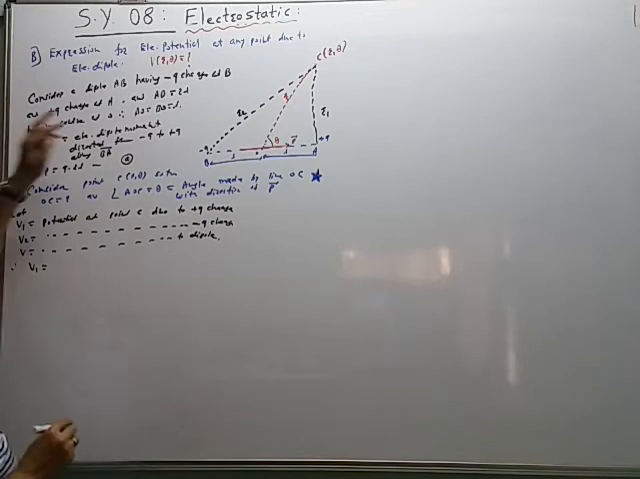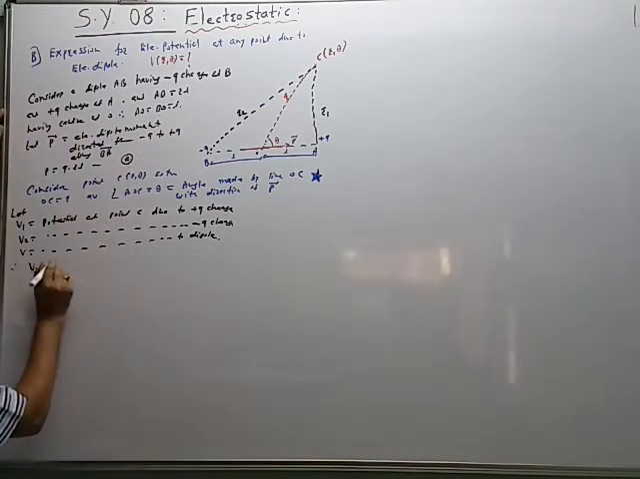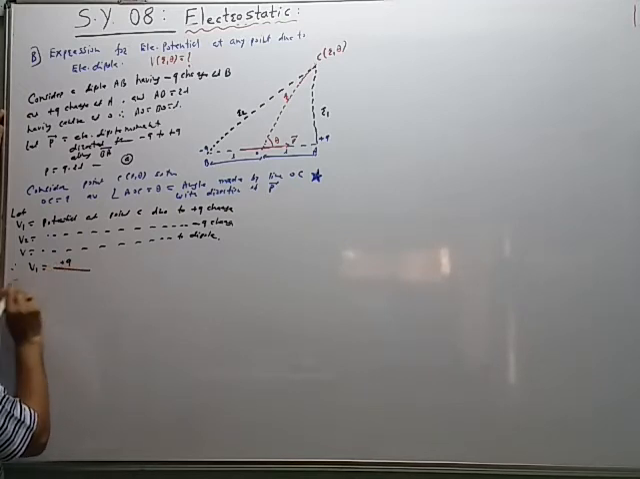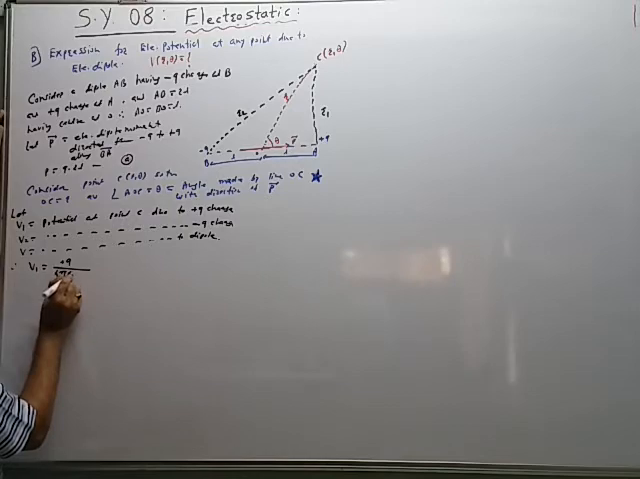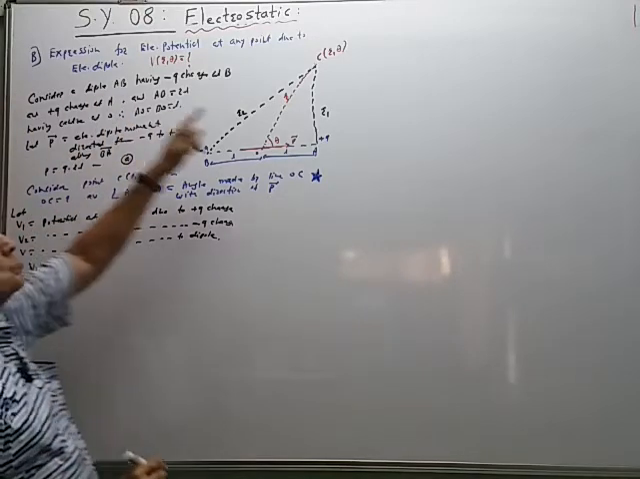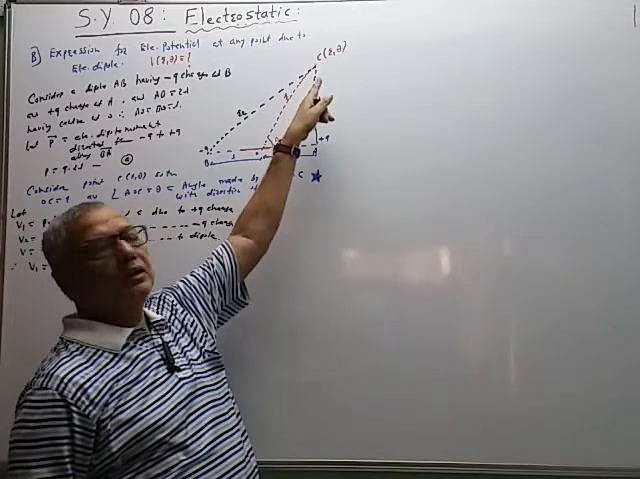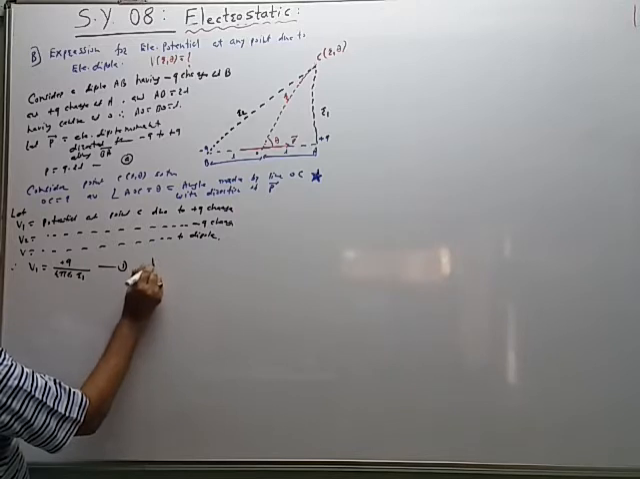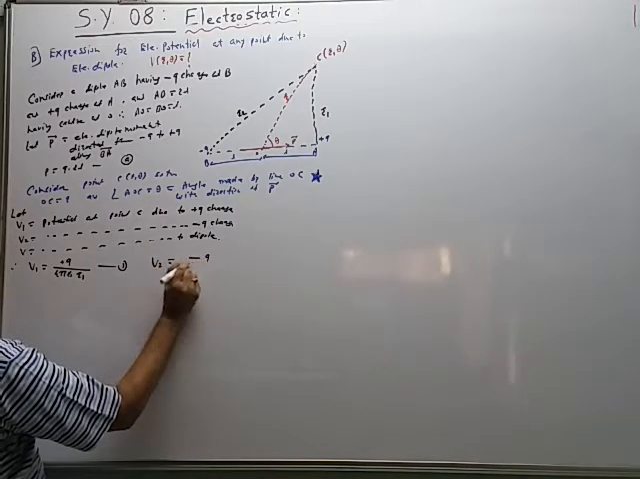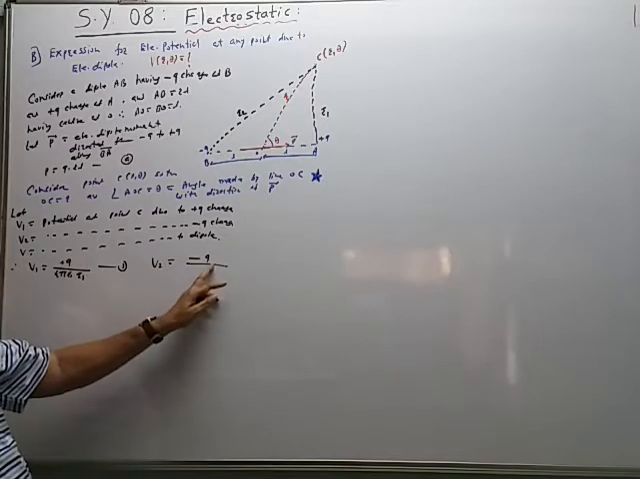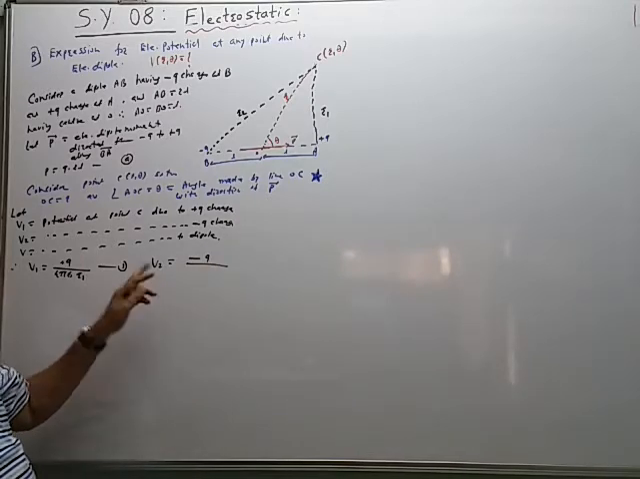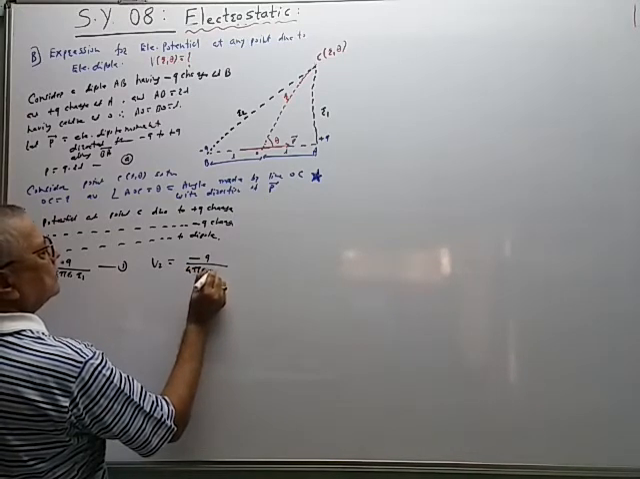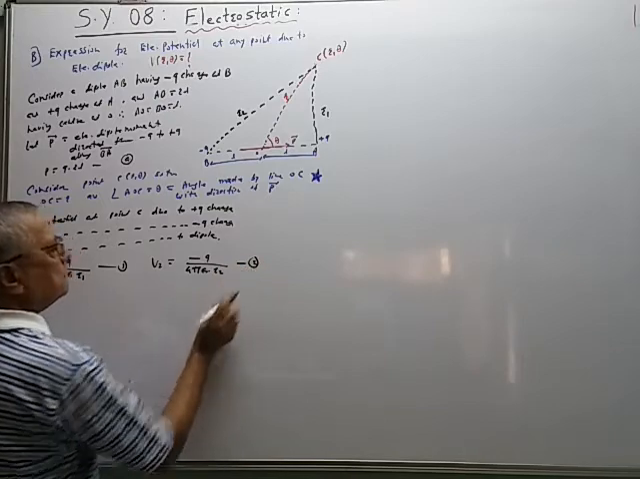Therefore V1 is given by the formula for potential. V1 is equal to Q upon 4 pi epsilon naught R1, since Q is positive and point C is at distance R1 from A. This is equation 1. Similarly, V2: the charge is now negative, and if the source charge is negative, potential is also negative. So V2 is equal to minus Q upon 4 pi epsilon naught R2. This is equation 2.